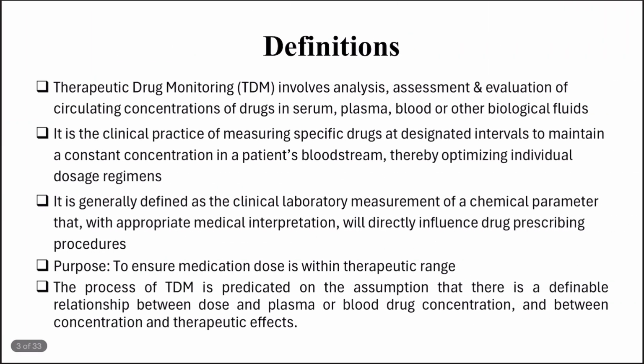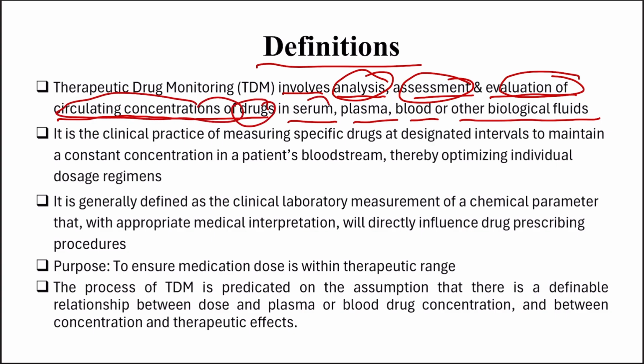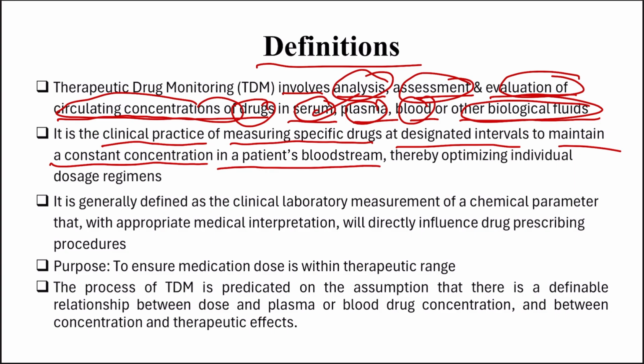So coming to the first slide, that is the definitions. Therapeutic drug monitoring involves analysis, assessment, and evaluation of circulating concentrations of drug in serum, plasma, blood, or other biological fluids. So mainly we are considering the serum and the plasma concentration. It is the clinical practice of measuring specific drugs at designated intervals to maintain a constant concentration in a patient's bloodstream, thereby optimizing the individual dosage regimen. So it is helpful in optimizing the individual dosage regimen.